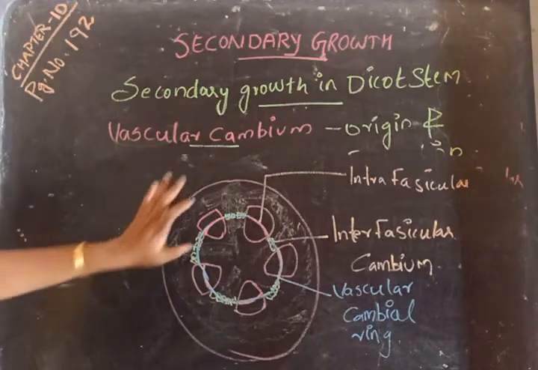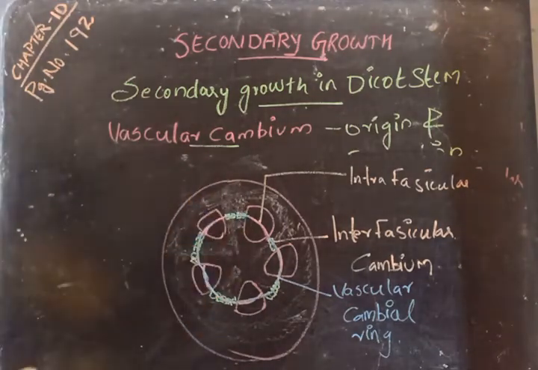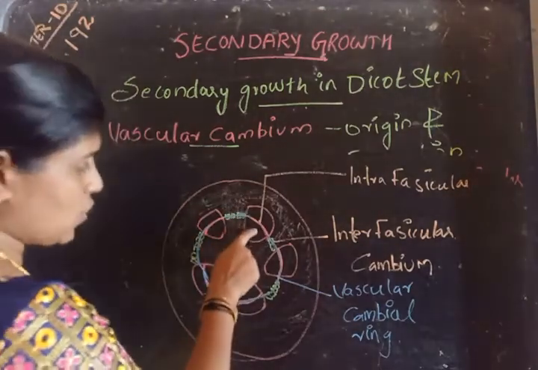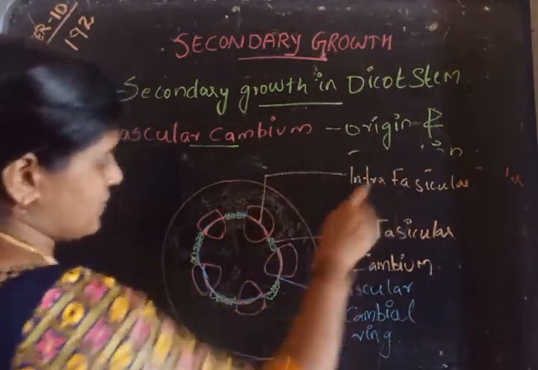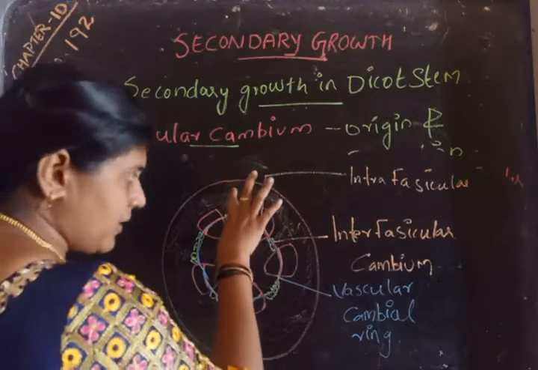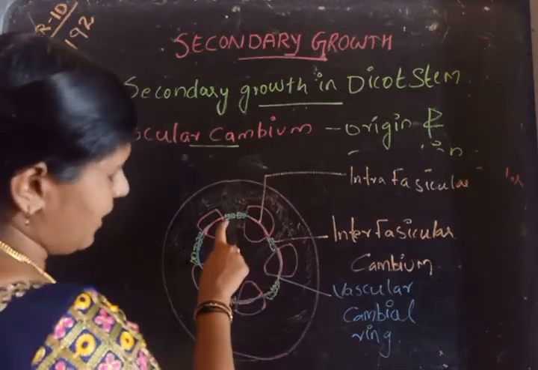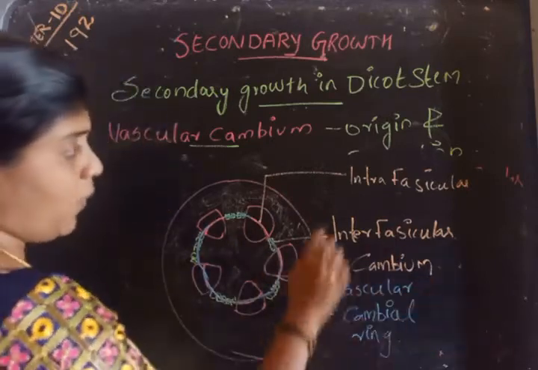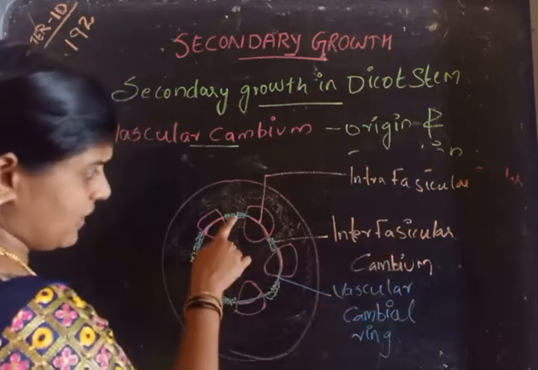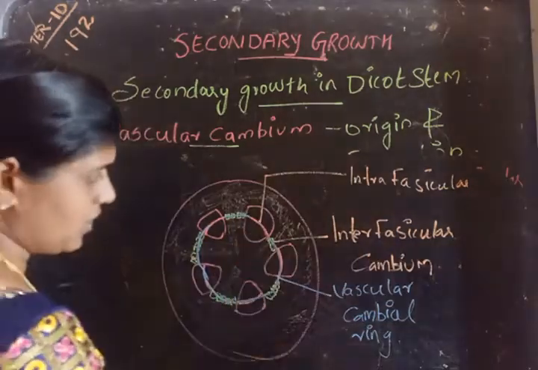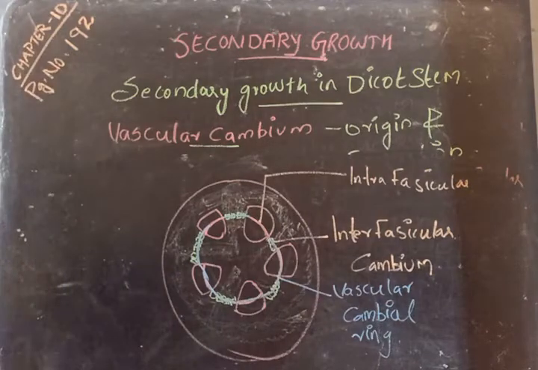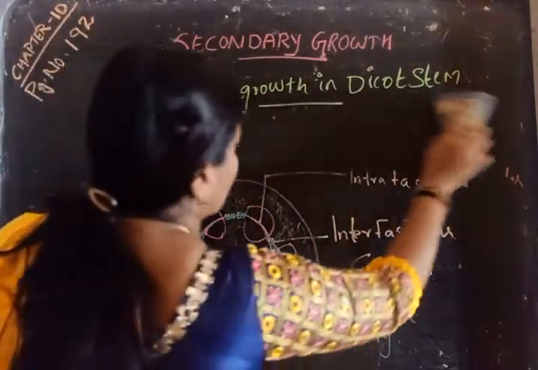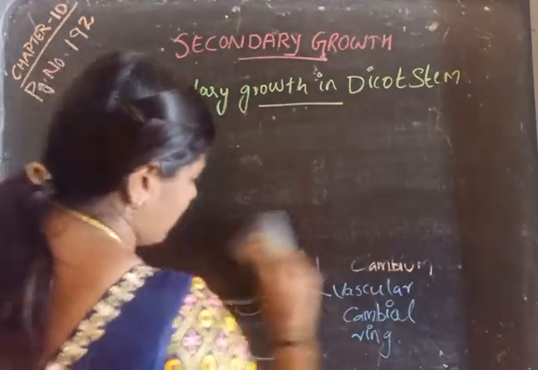To summarize, each vascular bundle containing a strip of cambium is called fascicular cambium or intrafascicular cambium, and the parenchymatous cells of the medullary rays, which are in line with the fascicular cambium, are called interfascicular cambium. Both the intrafascicular and interfascicular cambium join to form a continuous ring called the vascular cambial ring. So, these are about the origin and formation of vascular cambium.